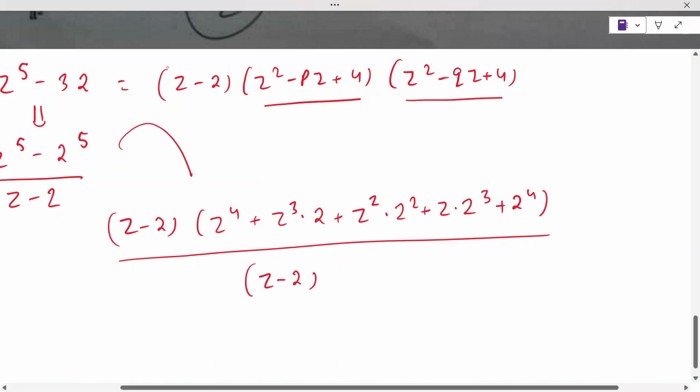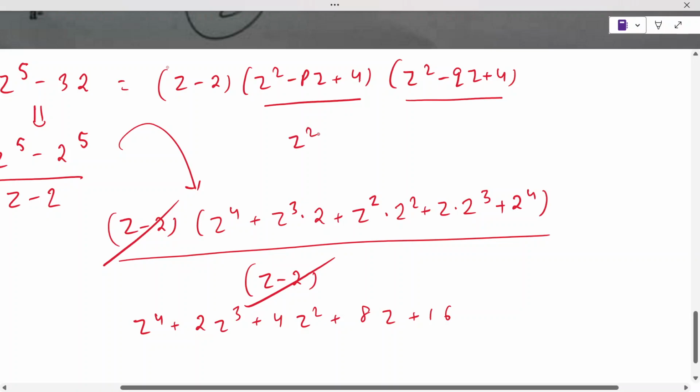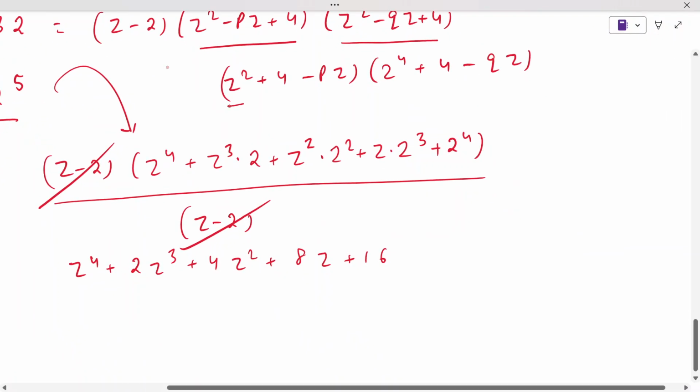You know this formula, then this will cancel. It is z^4 + 2z^3 + 4z^2 + 8z + 16. And that is equal to what? This is actually (z^2 + 4 - pz) into (z^2 + 4 - qz). Fine. Now just multiply and just compare.